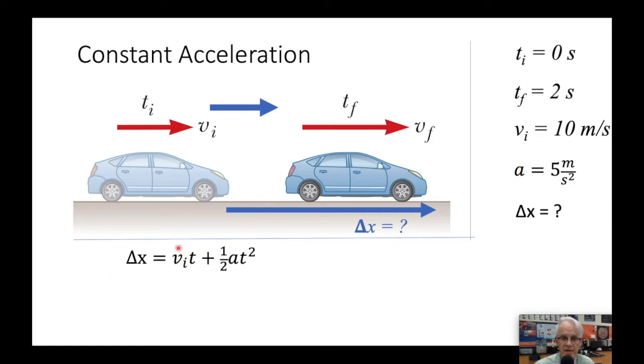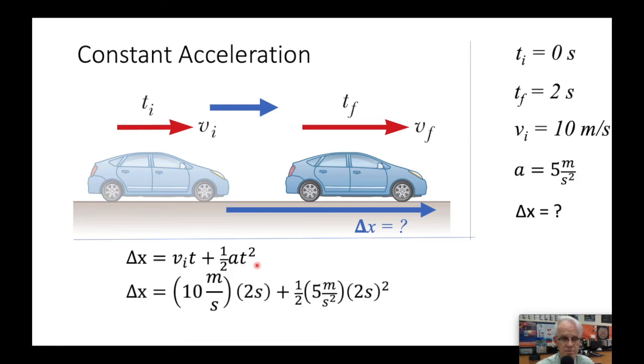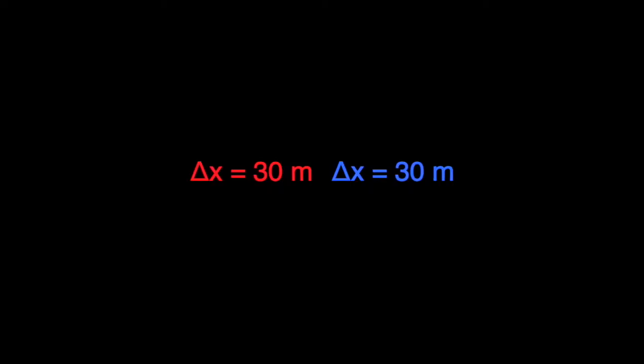Do we have the initial velocity? Yes, we do. Do we have the time? Yes, we do. Do we have the acceleration? Yes, we do. And there's the time again. So at this point, we do our plug and chug. Just plug in all the quantities for the variables.